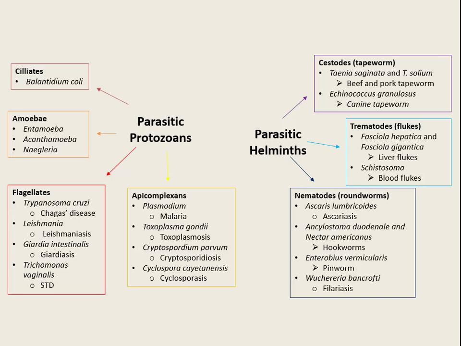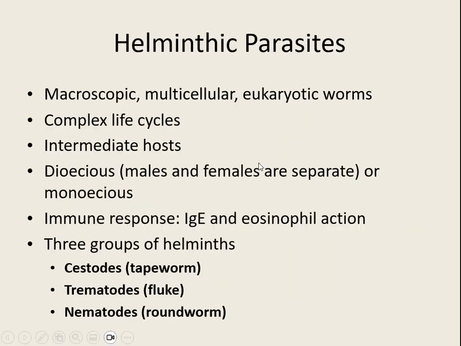Now that we've talked about the parasitic protozoans, we can move on to the parasitic helminths, more commonly known as all the worms that can cause disease. Now, the helminthic parasites are macroscopic, which means they are larger. So then usually I get the question, well, why do we talk about them in microbiology?